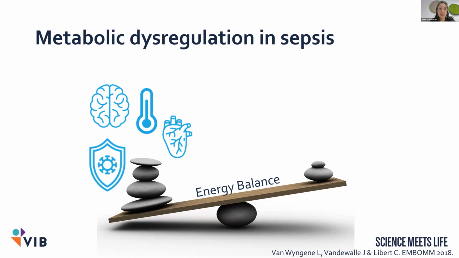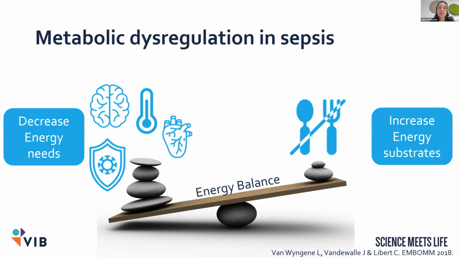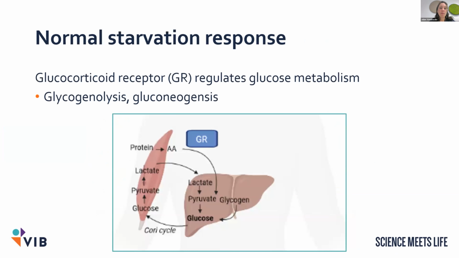However, despite their increased energy needs, septic subjects are usually unwilling or unable to eat, which leads to a negative energy balance. The physiological response to a negative energy balance is well conserved. Some species reduce their metabolic needs by reducing their body temperature and going into a so-called hibernation. Other species, like Mus musculus and humans, activate the starvation response. The starvation response liberates energy from the body reserves to provide its own energy. Two transcription factors play a key role herein: GR and PPAR alpha.